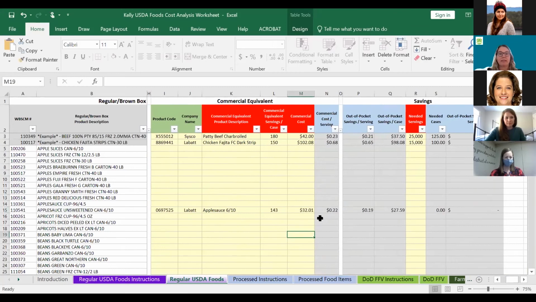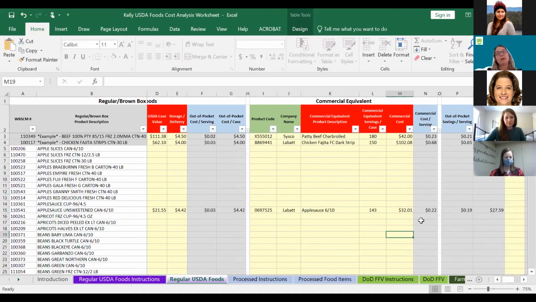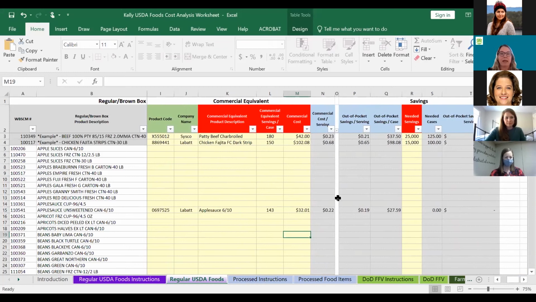And so when I click on another field, I see here that the commercial cost is $32.01. You'll notice there isn't a field for storage or delivery because that's already factored in by the distributor into the commercial cost per case price. And then our cost per serving is 22 cents. It gives you your savings and your out-of-pocket cost per case. And then if you want to really dig down and, for forecasting, think about how many servings am I going to need for a school year? What am I looking at in terms of cost savings, cost comparison for a school year?